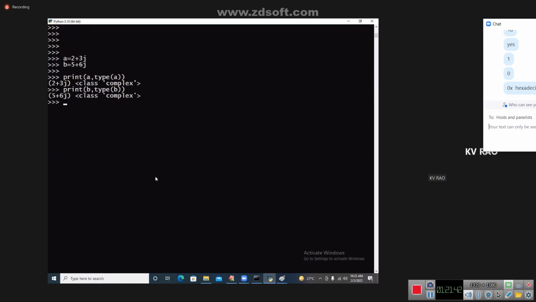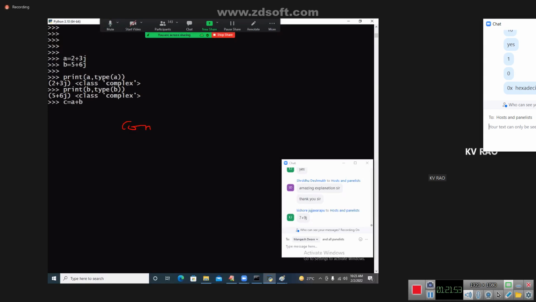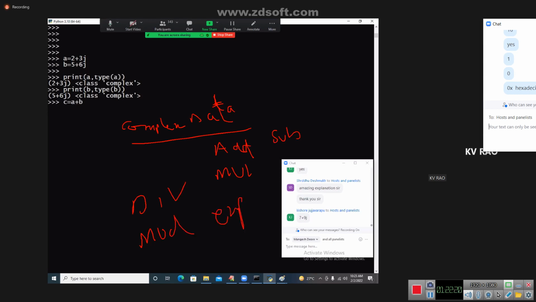We are getting the data. I will do C is equal to A plus B. In further sessions on complex data, we can perform all sorts of operations, because if I go to the industry level, I know the importance of these complex numbers. We can do addition, multiplication, subtraction, division, modulo division, and exponentiation. That we need to know.